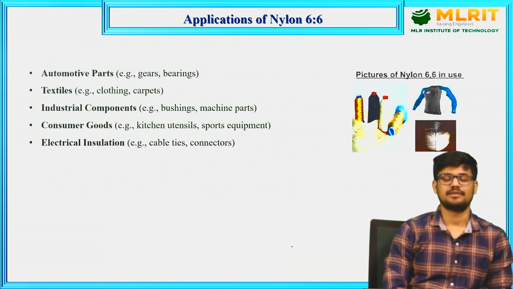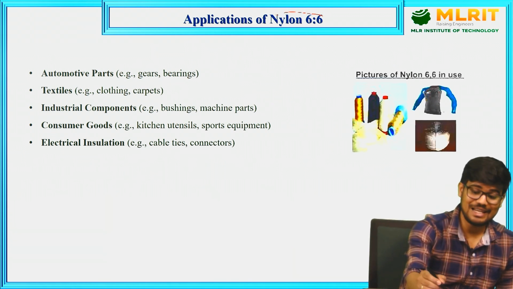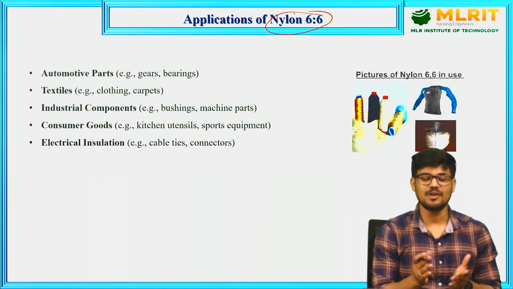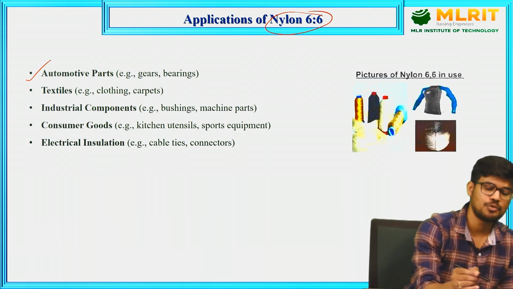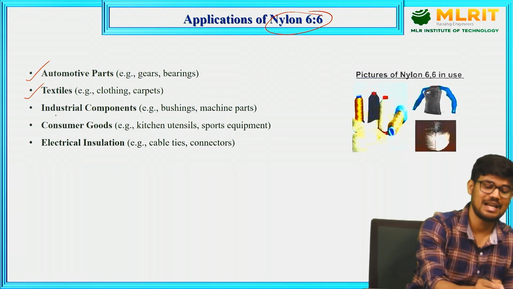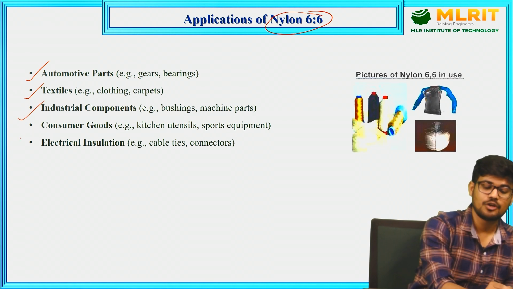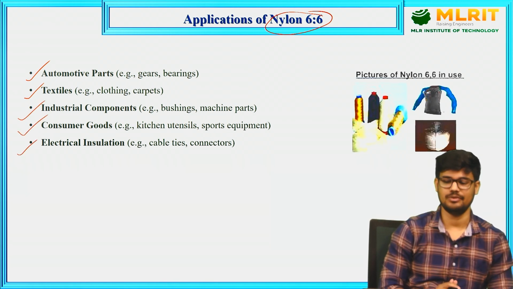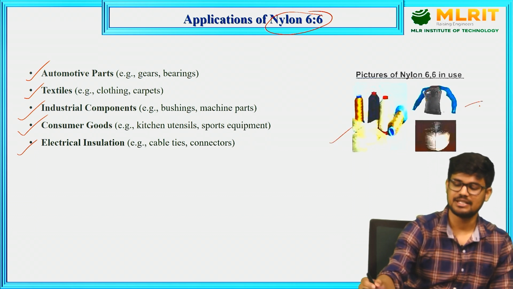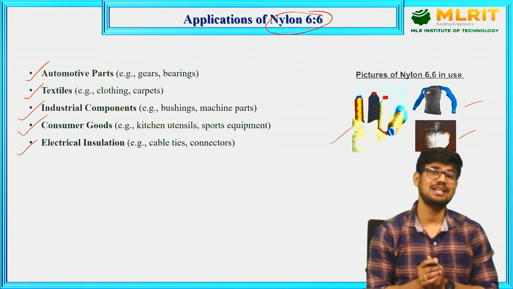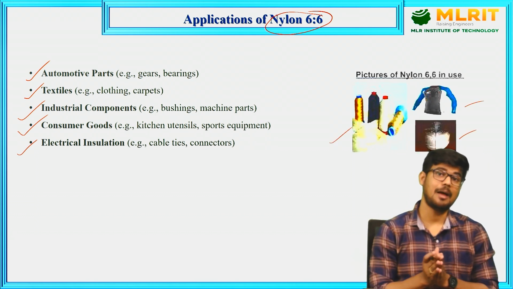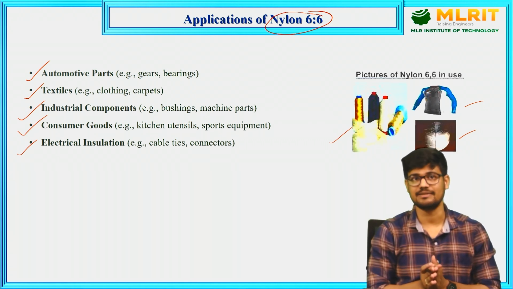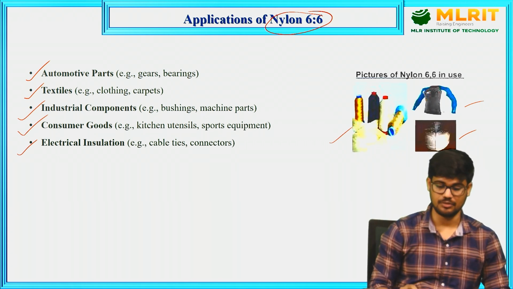Now applications. In our daily life, nylon 6,6 has a huge role in terms of applications. If you consider automotive parts, textile, industrial components, consumer goods, electrical insulation, everywhere nylon 6,6 can be used. So these are some pictures. Everywhere in our daily life there are various areas where we can directly apply nylon 6,6. So that's why it is very important.